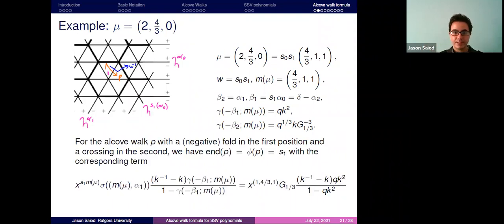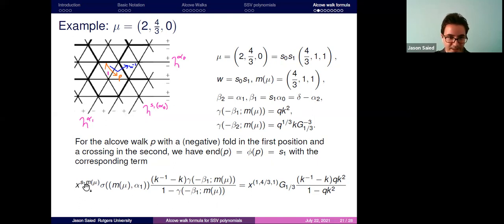So if we want to look at a particular term in this Alcove walk formula, since W has length 2, it will have 2 to the 2, so 4 terms. So we can pick one of them, say this orange one, where we fold in the first position and then cross in the second. So this Alcove walk has endpoint, which is also equal to its finite part. It's just S1. And so the term looks like this on the left-hand side.